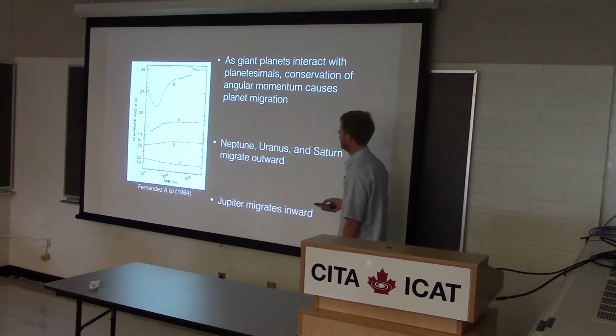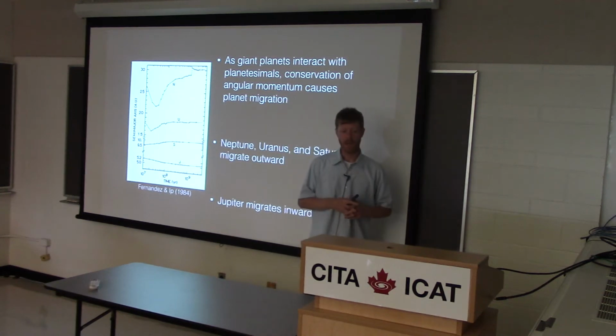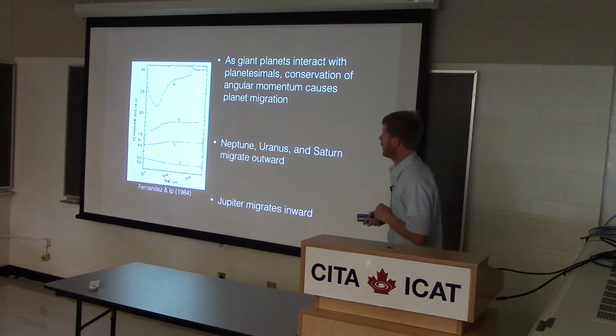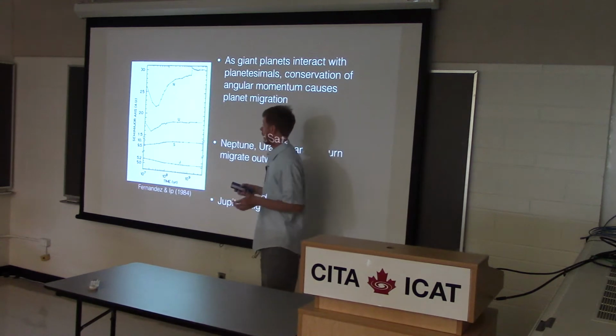One of the first major changes in that understanding came with this paper by Fernandez and Ip in 1984. What they realized is if you just laid down a bunch of small bodies among the giant planets, the giant planets would migrate. And they wouldn't all migrate in the same way.